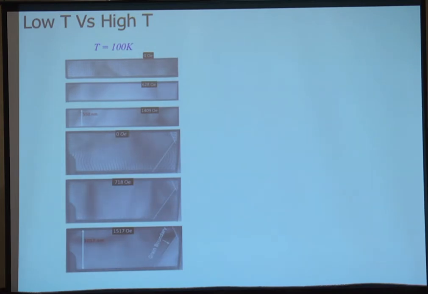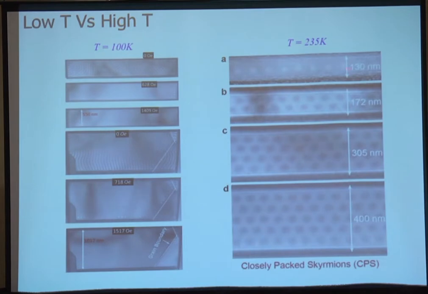So let's go back to the nanoribbon. Previously we discussed a ribbon 130 nanometers wide. We can also carry out experiments for different widths. Interestingly, we found that at 100 kelvin, no matter how wide your ribbon is, if we increase the field from zero field, you always end up with a single chain of skyrmions. Here the ribbon is pretty wide, but still we only have a single chain along each boundary. But if we do the experiment at higher temperature, we end up with a skyrmion crystal.